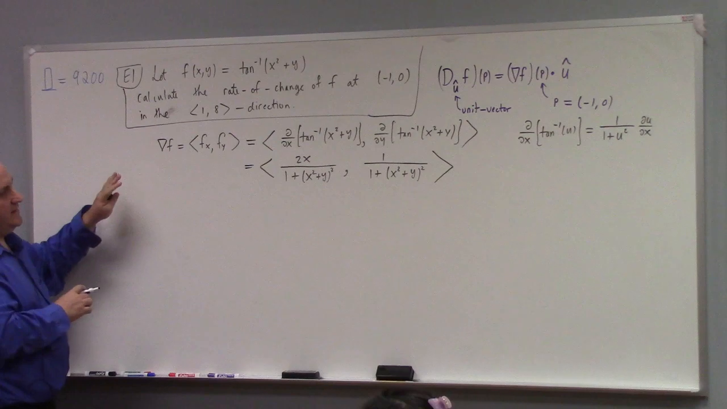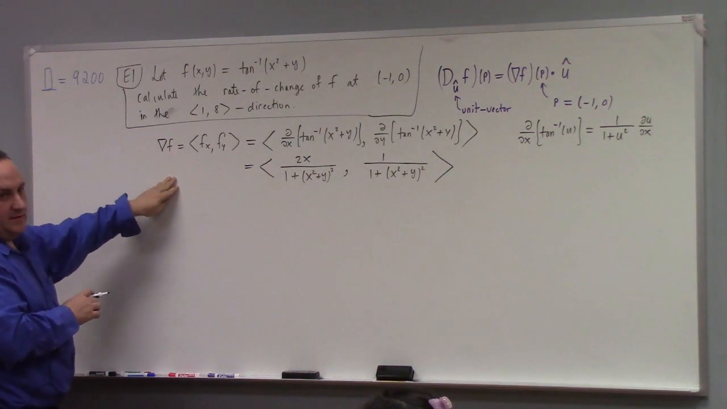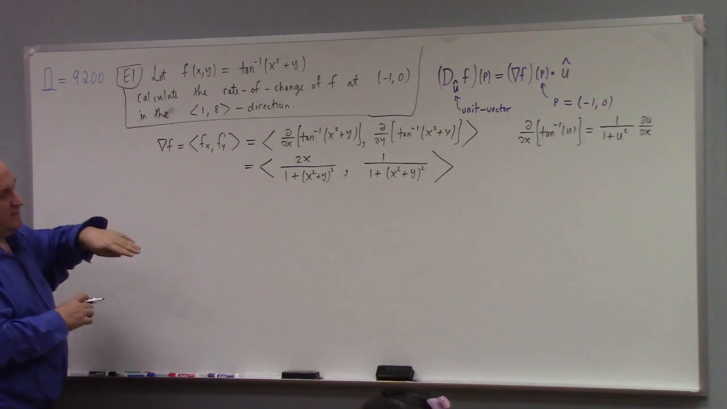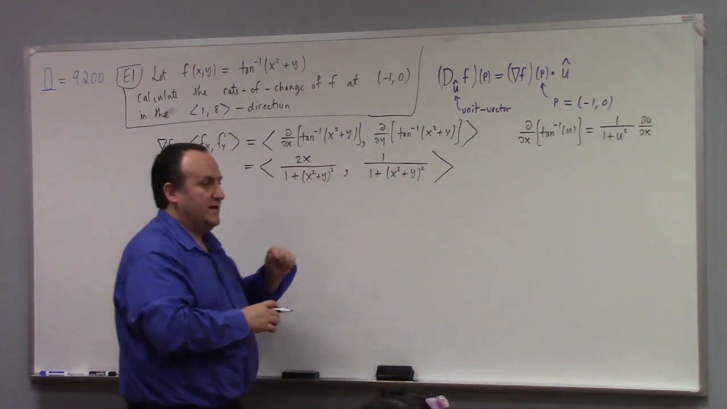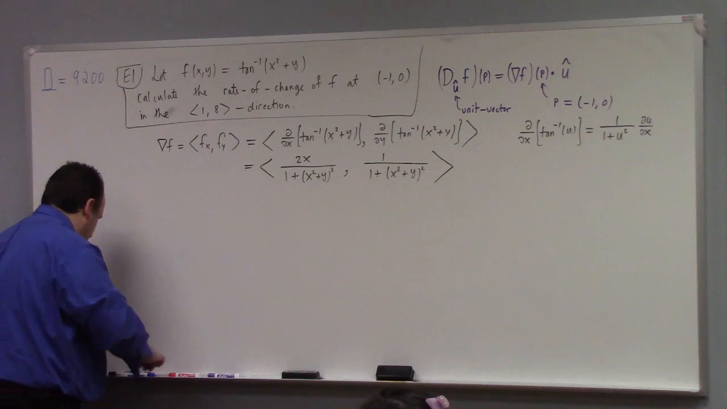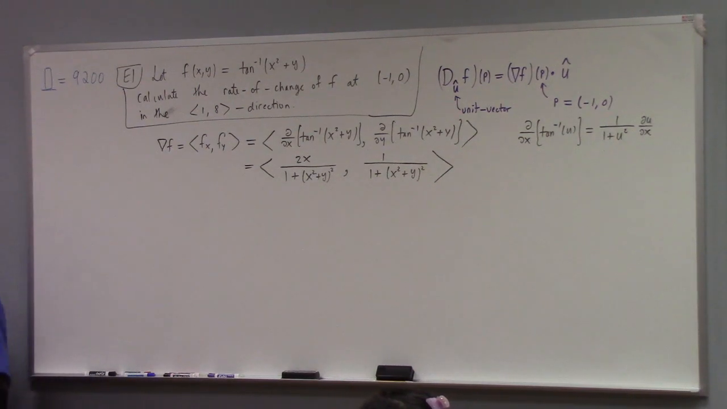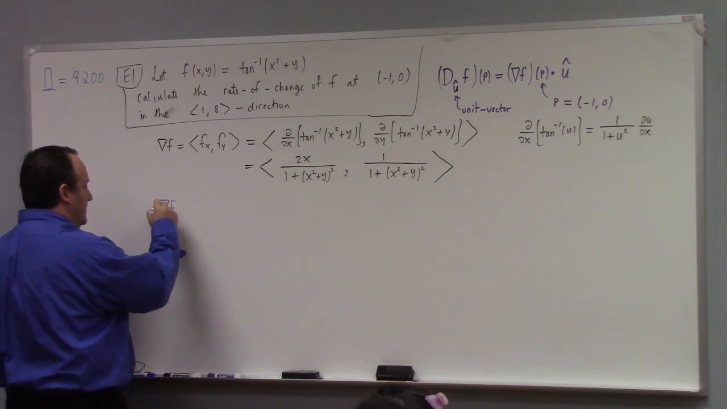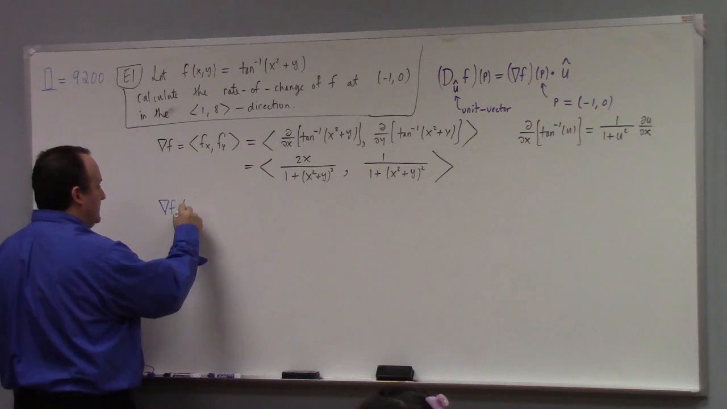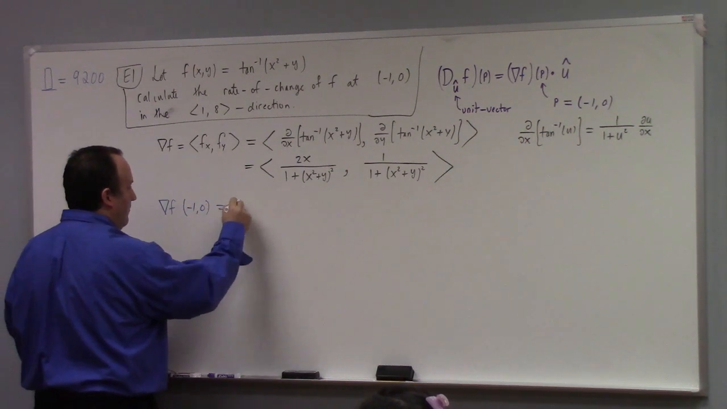All right, so that's the gradient for the function. Now that's not exactly what we put into the directional derivative. We have to plug in the point. So let's do that next. Let's evaluate the gradient at the point. Gradient of f, plug in the point (-1, 0). So evaluating at that point.